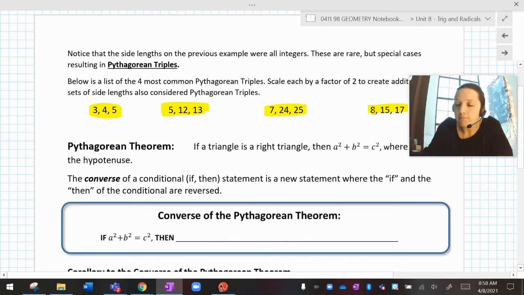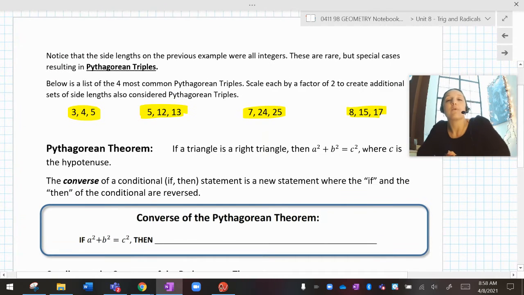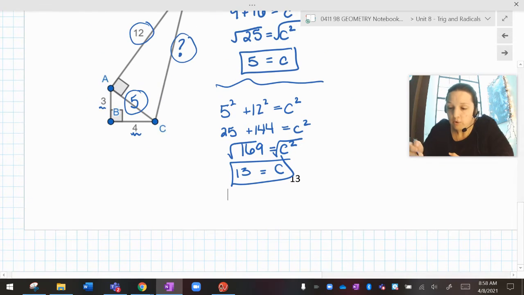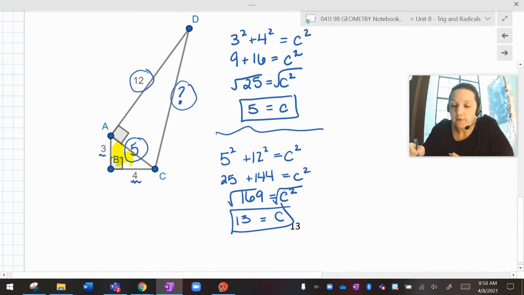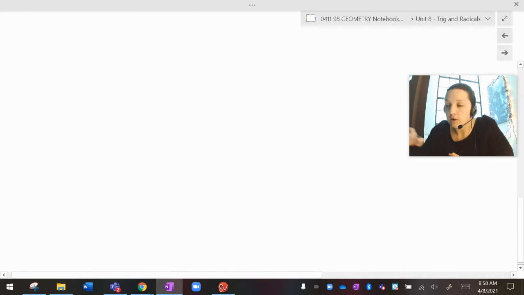And there aren't that many right triangles that have all whole numbered sides. Lots of them have radical sides or decimal sides. Whole numbers don't come up as much, but when they do, they're called the Pythagorean triple. So you can have a 3, 4, 5, a 5, 12, 13, and that's what we saw on this last page. We saw 3, 4, 5 right here, and a 5, 12, 13 there.